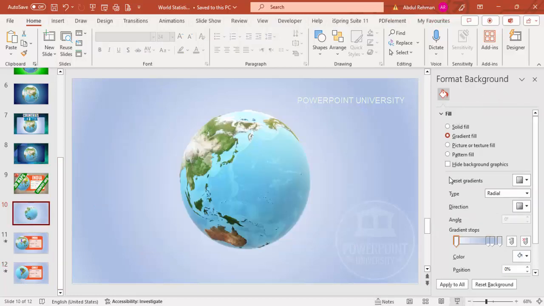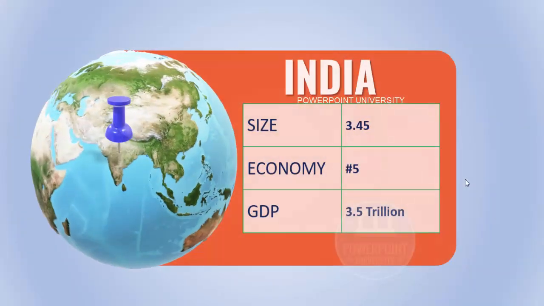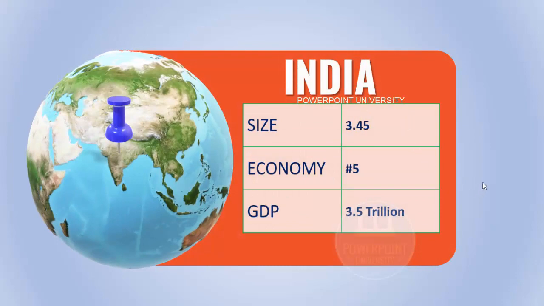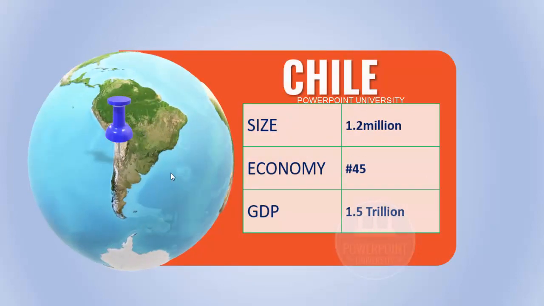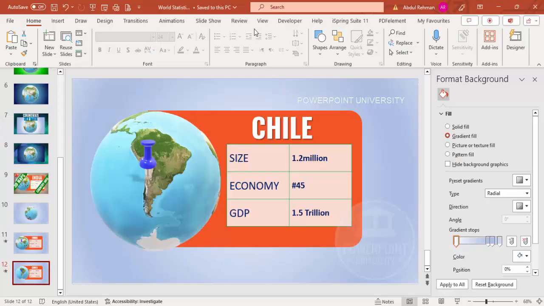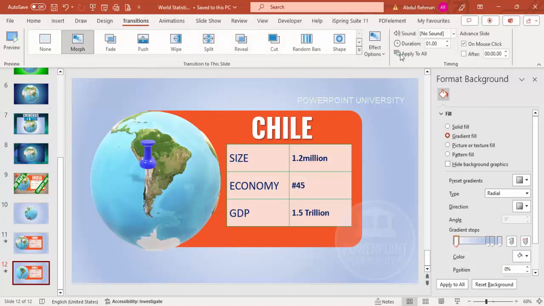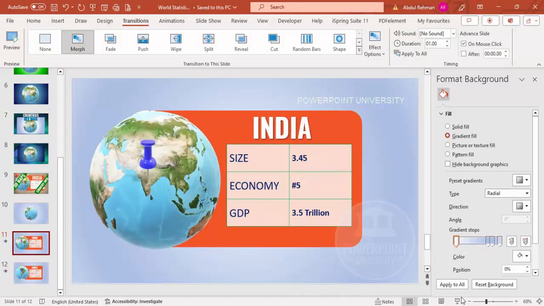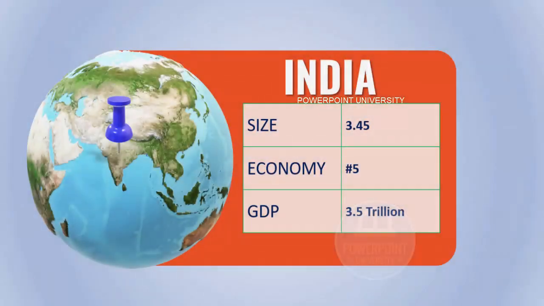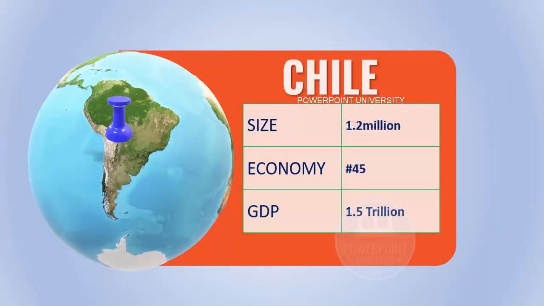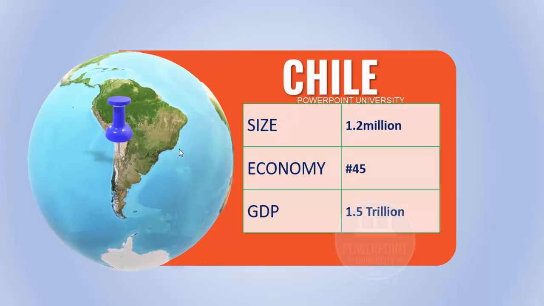Let me just play. When I click, it moves here, it talks about India, and then when I click again, it goes and comes to this particular part of the world. Again, this looks very fast to me, so I can go to the transitions and make it 2 seconds. So when I go from this slide to this slide, it is going somewhat slower, and I think this looks much better compared to the fast one.